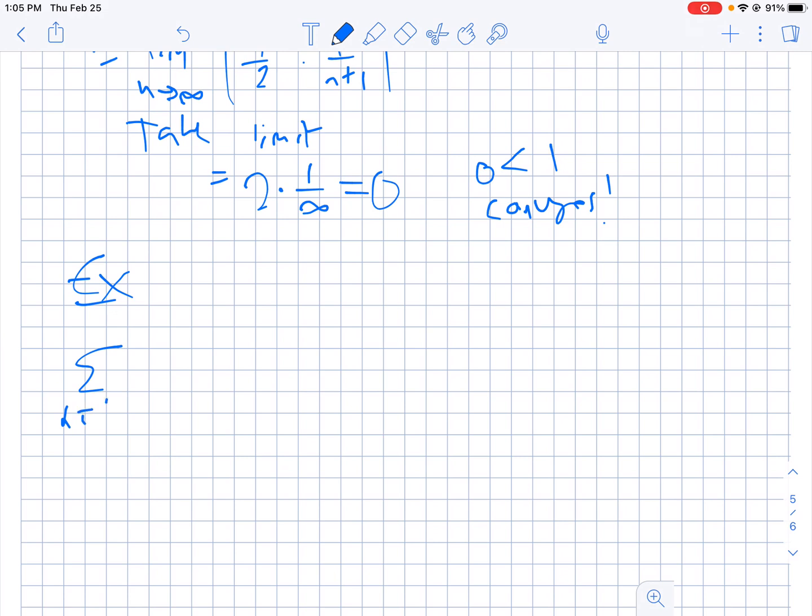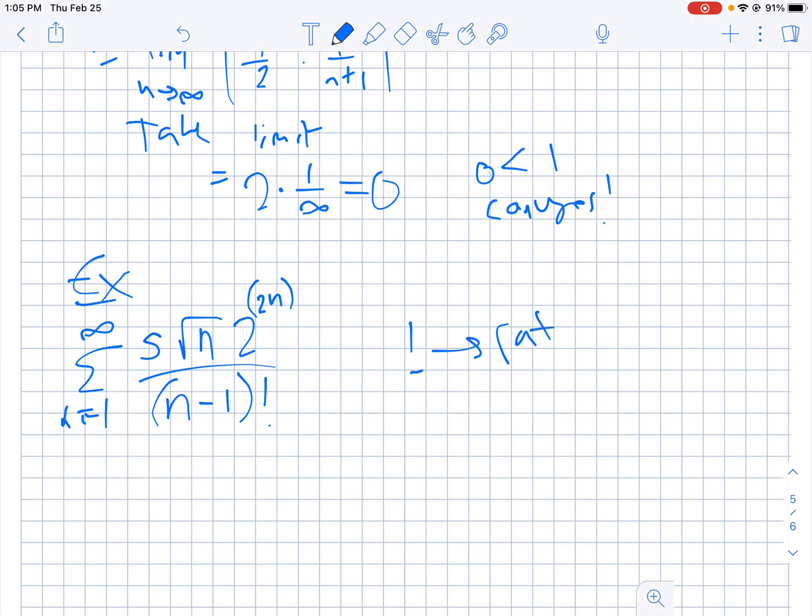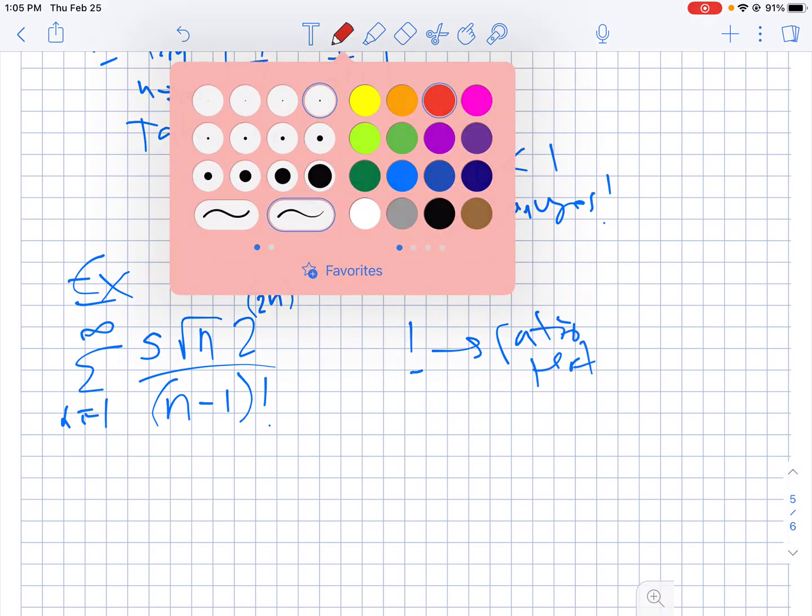So let's take the sum from 1 to infinity of 5 times square root of n times 2 to the 2n divided by n minus 1 factorial. Yuck. Now again, when you look at this, you see the factorial immediately. You want to think about the ratio test, which is always a good idea because we have a couple exponents too. Okay, so this is my a sub n.